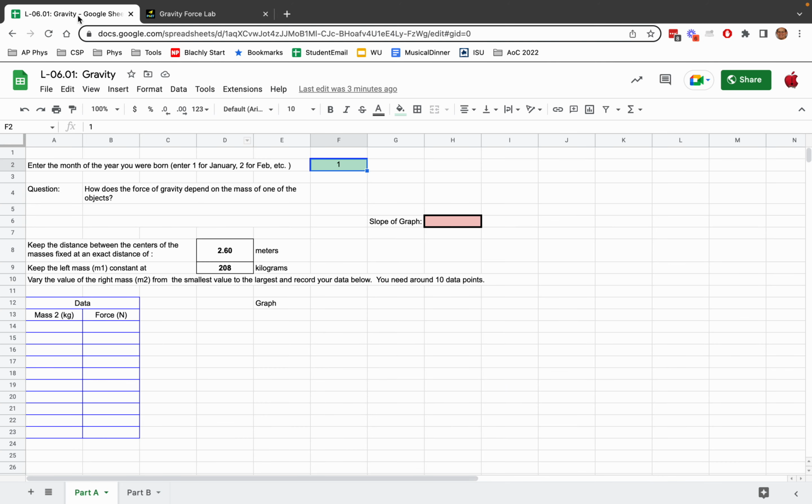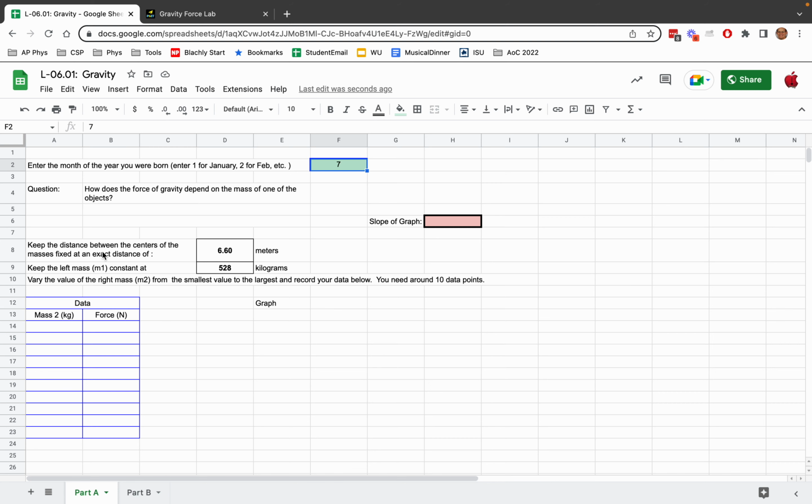So on your spreadsheet, you're going to enter the month you were born. This provides a little bit of randomization. So for example, if you were born in July, you would put in 7. So the values you get here that you're supposed to use for your lab, they depend on the number you put in there. So make sure you put in your birth month.